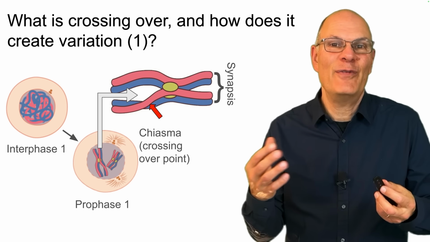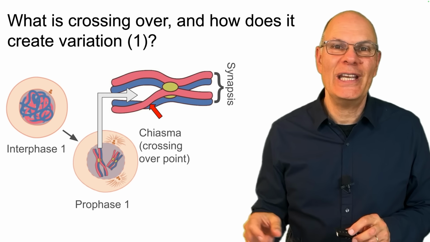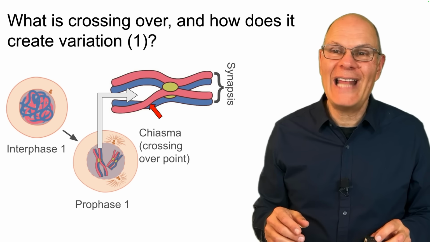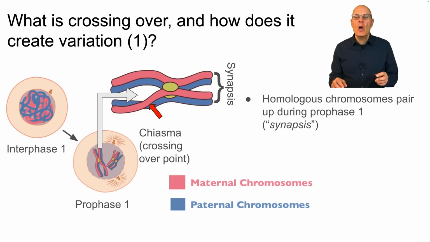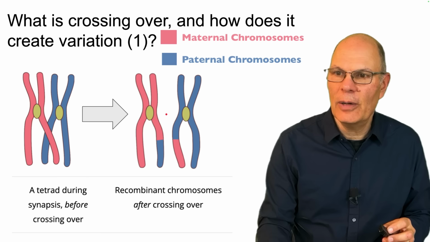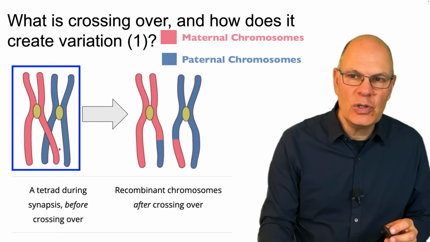Independent assortment is a phenomenal engine for creating diversity, but there's yet another one in meiosis. That's crossing over. What is crossing over, and how does it create variation? When those homologous pairs pair up during prophase 1, they don't only embrace, they embrace in such an intense way that they actually exchange parts. So this embrace is called synapsis, and at a point called a chiasma, segments of DNA will move from one homolog to the other.